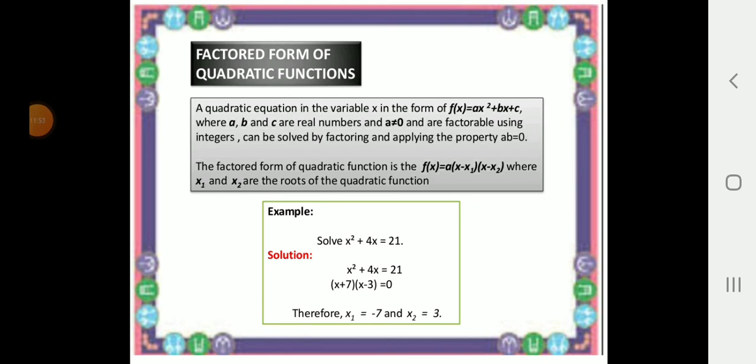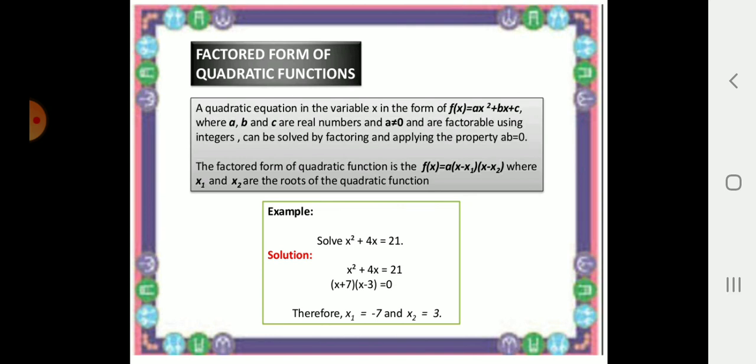So a quadratic function in standard form is f(x) equals ax squared plus bx plus c, where a, b, and c are real numbers and a is not equal to 0. These functions with integer coefficients can be solved by factoring and applying the zero product property, ab equals 0. So the factored form of a quadratic function is f(x) equals a times (x minus x1) times (x minus x2), where x1 and x2 are the roots of the quadratic function.